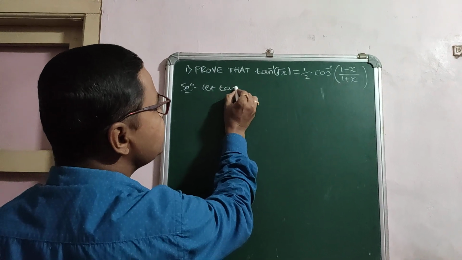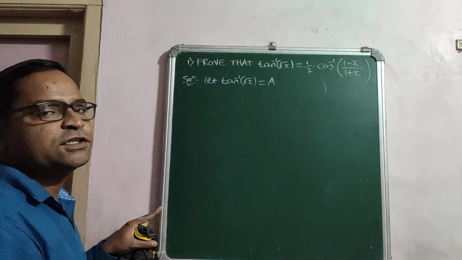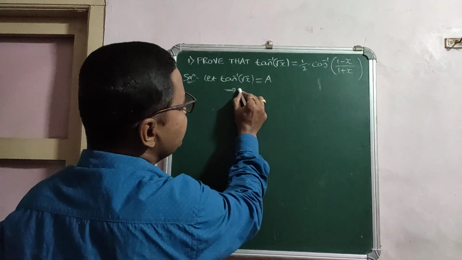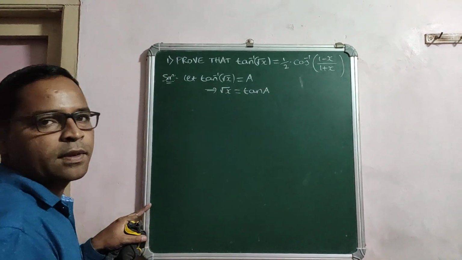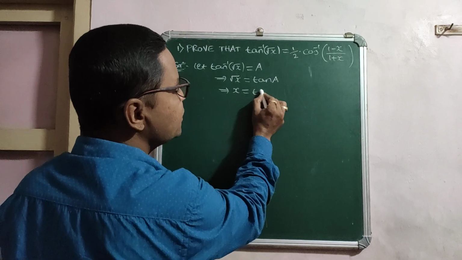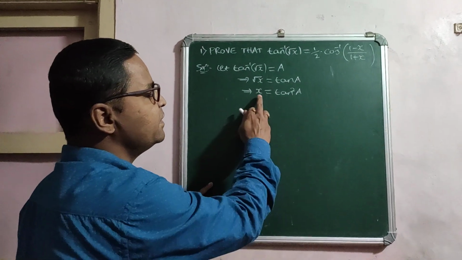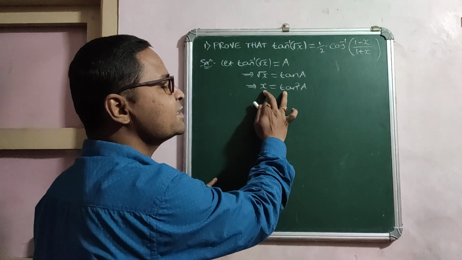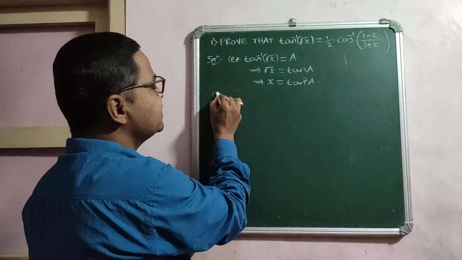Let tan inverse of root of x be equal to a. So I will assume the left hand side term as a, which implies root of x will be tan of a. On squaring both sides, we observe that x is equal to tan square of a. That means here we have determined the value of x, and the value of x will be tan square of a. Now, to prove the required result, I will consider the RHS part.